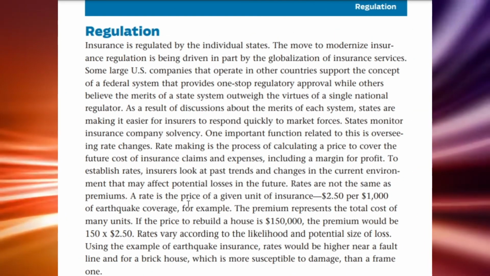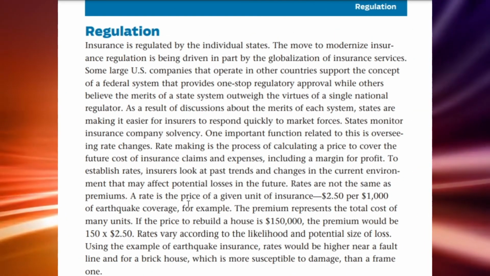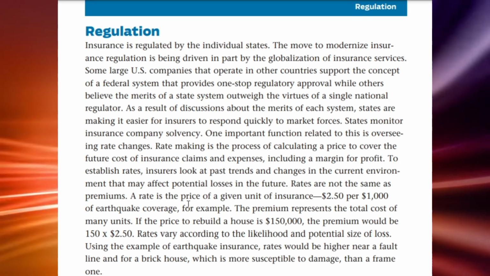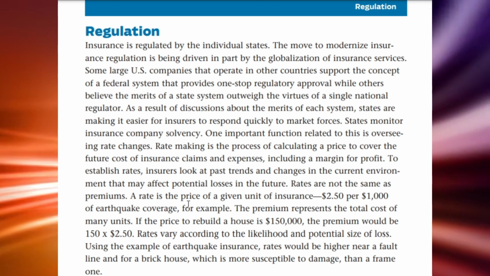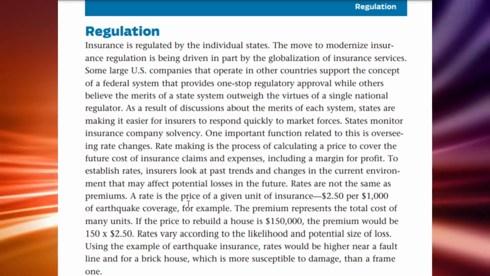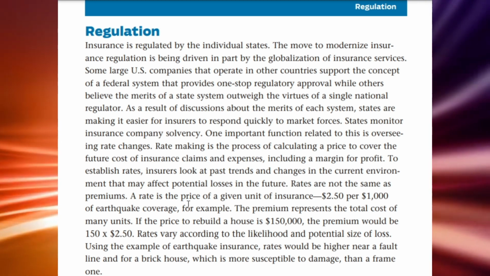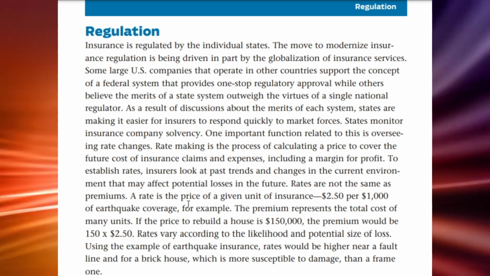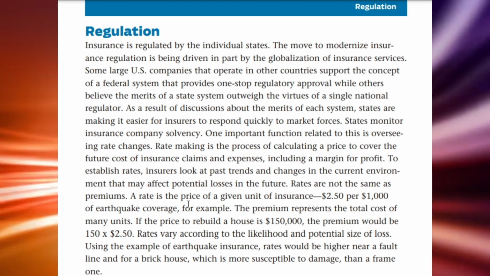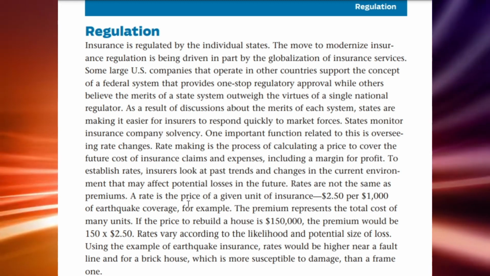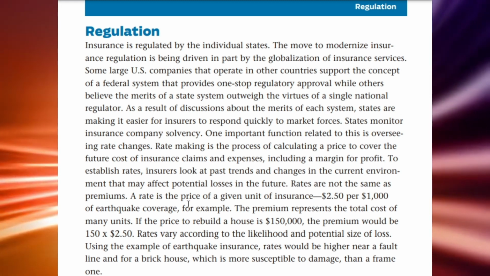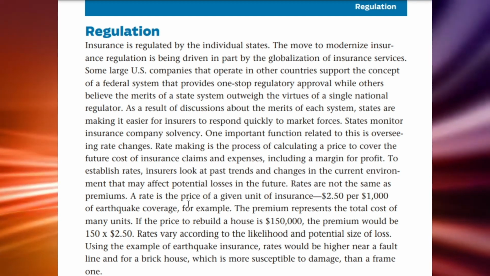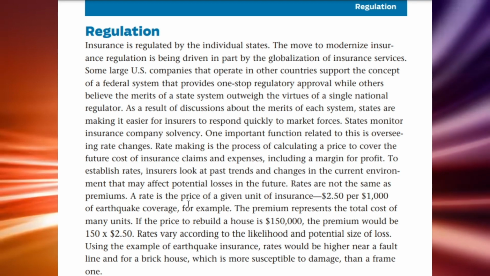States monitor insurance company solvency. One important function related to this is overseeing rate changes. Ratemaking is the process of calculating a price to cover the future cost of insurance claims and expenses, including a margin for profit. To establish rates, insurers look at past trends and changes in the current environment that may affect potential losses in the future.